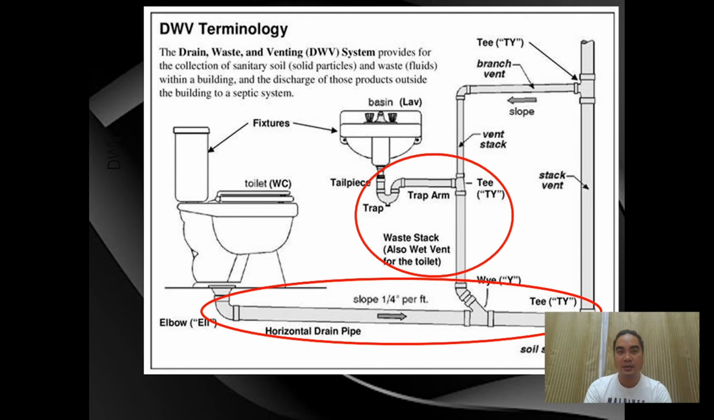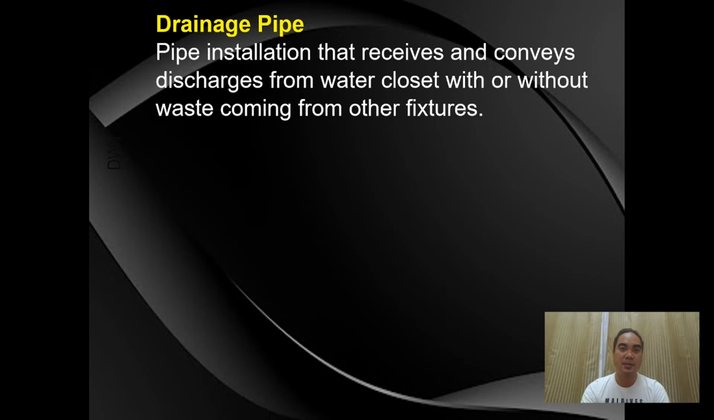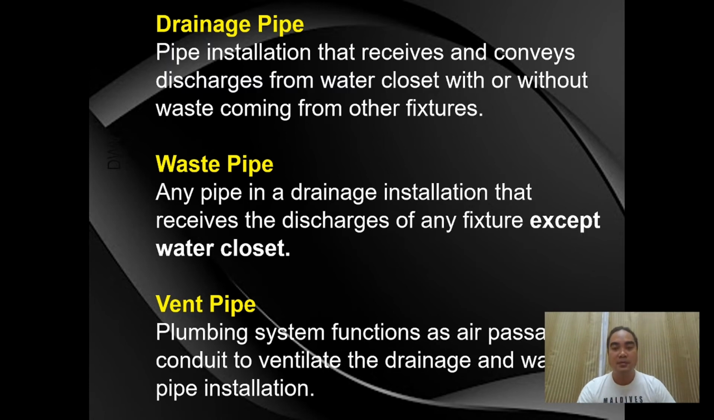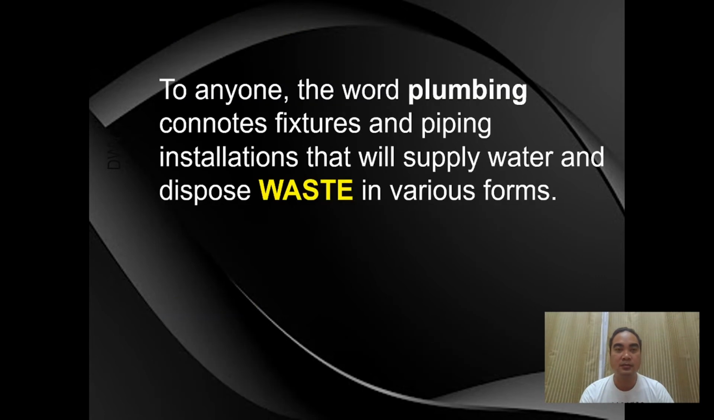Horizontal drain pipe. Trap arm. Waste duct. Also vent for the toilet. And the ventilation system. Drainage pipe. Pipe installation that receives and conveys discharge from water closet with or without waste coming from other fixtures. Waste pipe. Any pipe in a drainage installation that receives the discharge of any fixtures except for water closet. Vent pipe. Plumbing system functions as an air passage and conduit to ventilate the drainage and waste pipe installation.